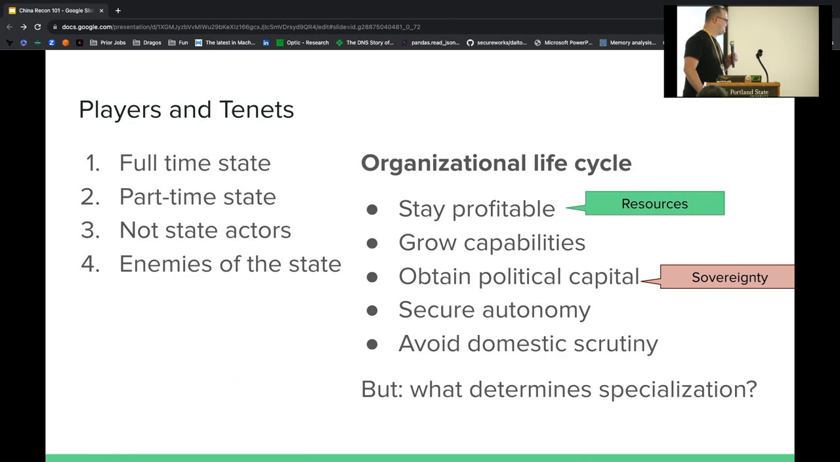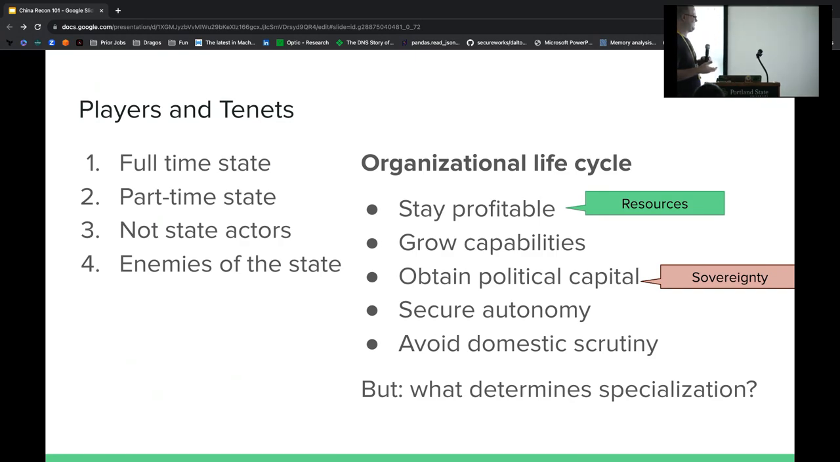The rough criteria I have for how the organizational lifecycle works for these players is, under the resource banner, the goals are to stay profitable and grow capabilities. Profitability could be something like the ransomware activity or the credential harvesting feats that we see with Lapsus from the previous session. More often than not, it does involve capital outflows, which are very difficult to measure. Alongside it, there's a tendency to obtain political capital from their activities, which in turn informs securing their autonomy, meaning they get to do what they want day to day. Ultimately, the whole point is to avoid domestic scrutiny.